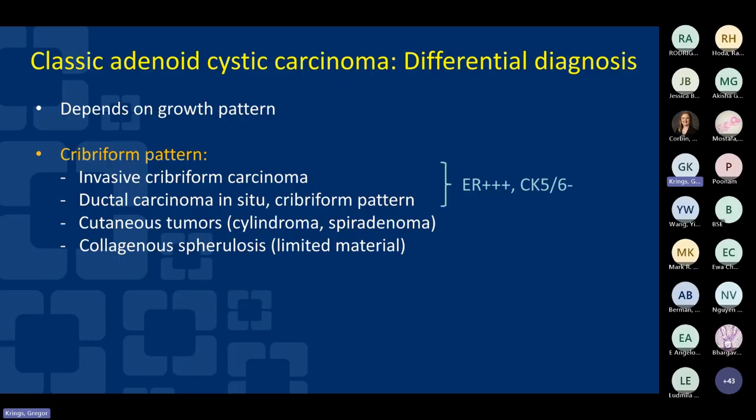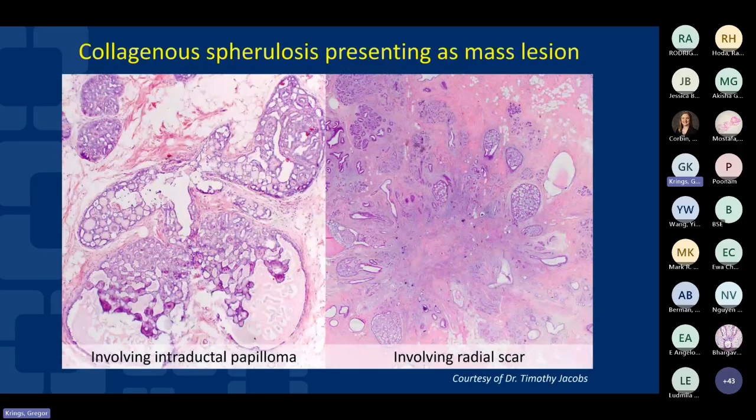When superficial cutaneous tumors enter into the differential, such as cylindromas and spiradenomas, and in some cases, especially on limited material, you can even consider collagenous spherulosis in the differential diagnosis. Collagenous spherulosis is usually, of course, incidental or can be the target of calcifications, but sometimes can involve pre-existing lesions. Here are some examples of collagenous spherulosis involving a papilloma and a radial scar, and you can imagine that this very much, especially on limited material, could mimic an adenoid cystic carcinoma.